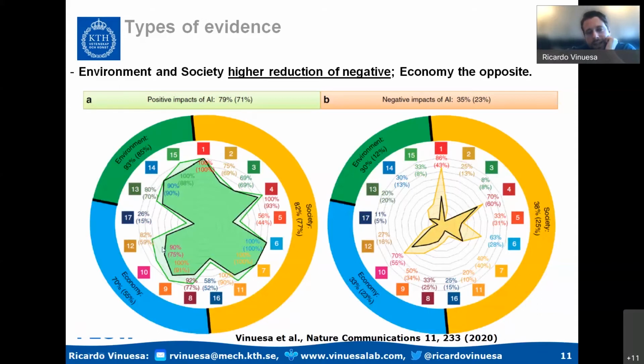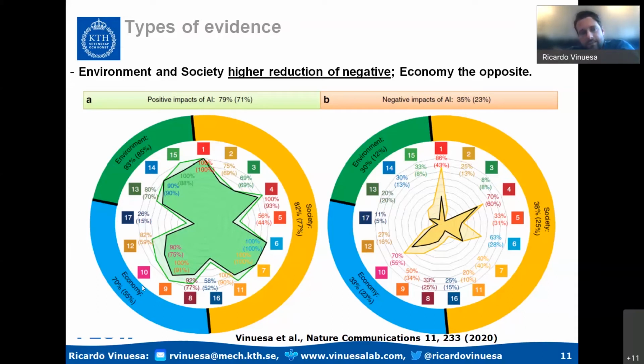So the dark color is obtained when I'm taking into account the types of evidence. And of course, the dark area is going to be smaller than or equal to the light area because of the definition of the weighting factors that I mentioned before. So by comparing the light and the dark color, we can identify how speculative the research suggesting a positive or negative effect is.